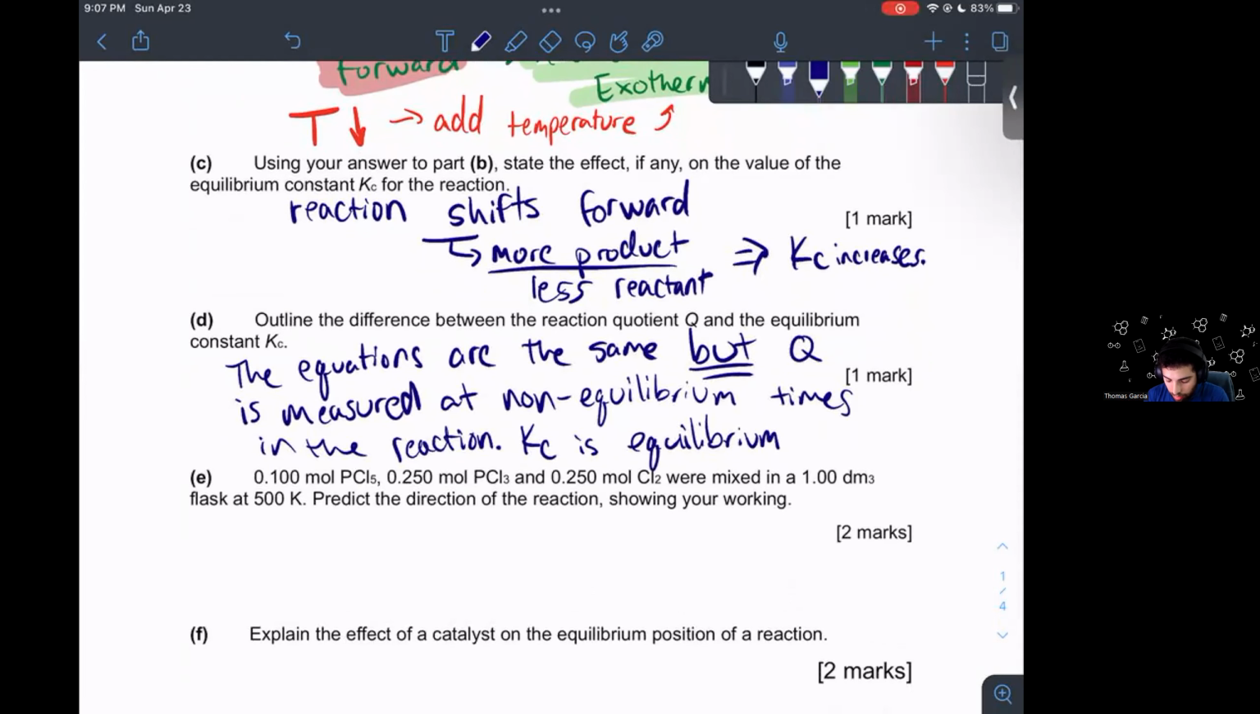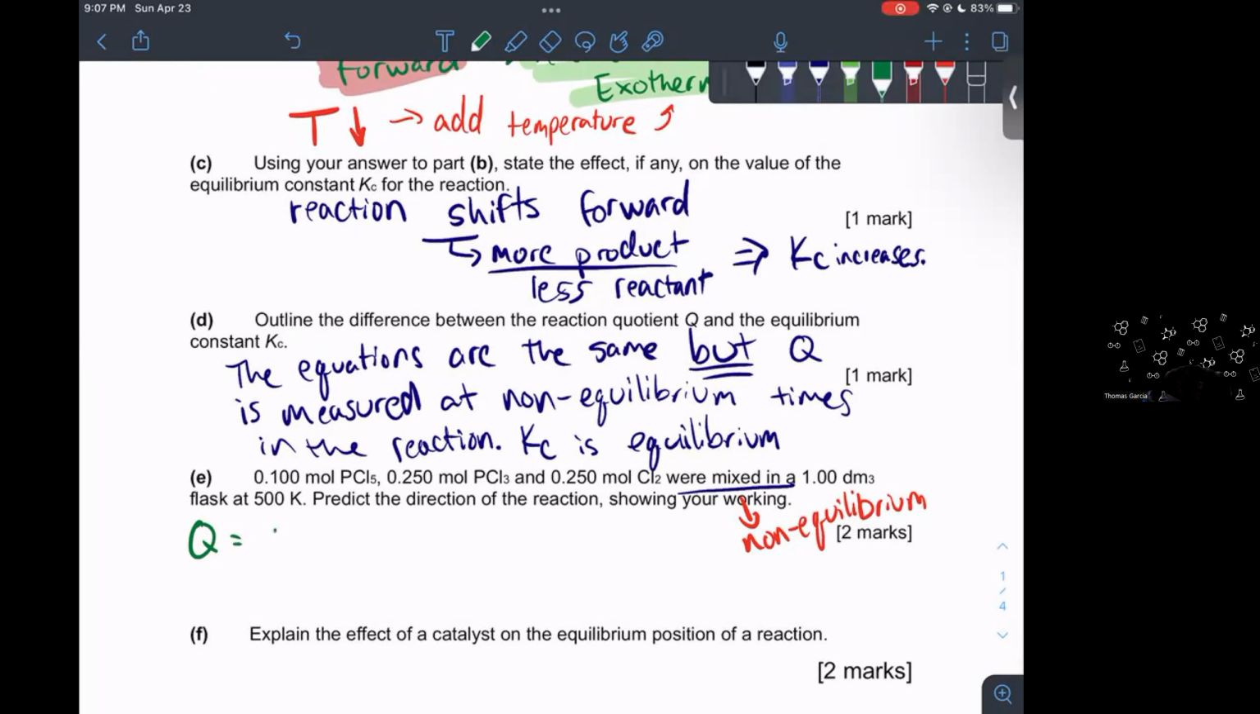All right. So part E: 0.1 mole of PCl5, 0.250 mole PCl3, and 0.250 mole Cl2 were mixed in a 1 decimeter cubed flask at 500 Kelvin. Predict the direction of our reaction. Show your working. The first thing we want to know is that these are being mixed, which tells us we are at non-equilibrium. Another word we learned for this is dynamic equilibrium, as it's shifting towards equilibrium. But because we're not at equilibrium, we are measuring Q. Q is pretty much the exact same thing.